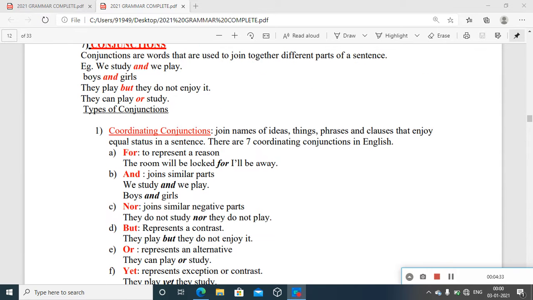Okay. So coordinating. Coordination, as a common idea, is to join names of ideas, things, phrases, and clauses that enjoy equal status in a sentence. Coordination as a function itself means you are coordinating things. You're making things in an organized way. Let us see. Names of ideas, things, phrases, and clauses that enjoy equal status in a sentence.